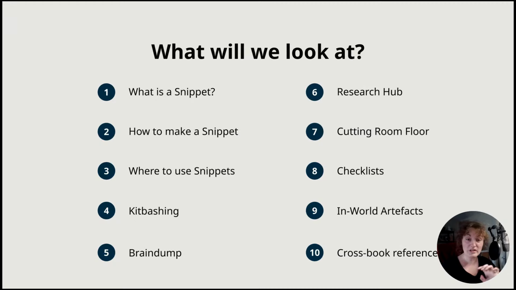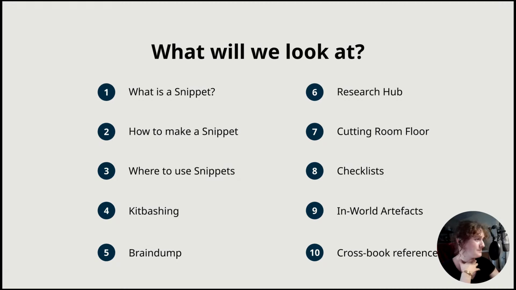So what we're going to look at today: what is a snippet, how to make a snippet, where you can use snippets, and then seven different use cases. If you want a spoiler, and eventually we're going to put timestamps in, we're going to do kitbashing, brain dump, research hub, cutting room floor, checklist, in-world artifacts, and cross-book references. They're the seven main ways I thought of when brainstorming for this that could be used. And obviously each of these can be adapted. There will be a lot of stuff within that.